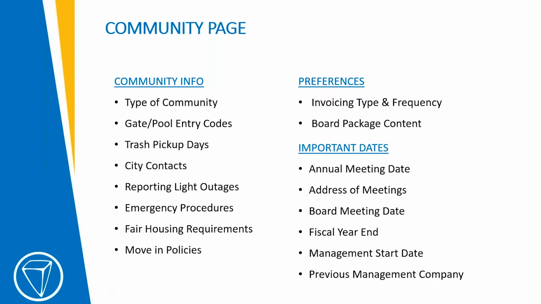And then also things like gate and pool entry codes. If there's a master code that you've got to give out to vendors or to homeowners. Additionally, things like trash pickup days, any city contacts. I know one of the things we used to do was reporting light outages to the city. So instead of digging around for that information, it'd be right there when you open your community page.